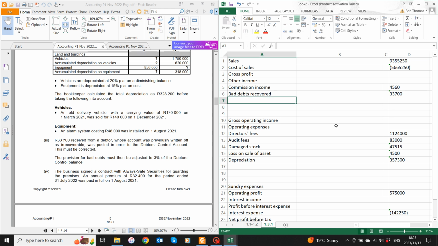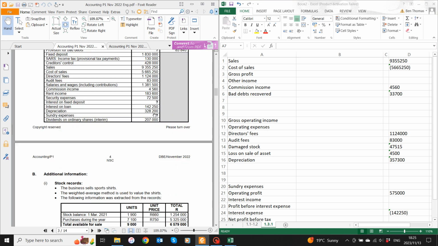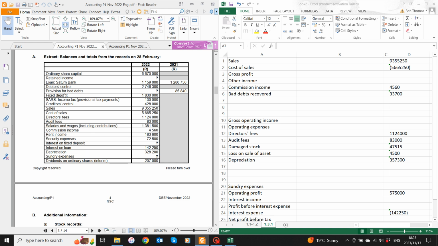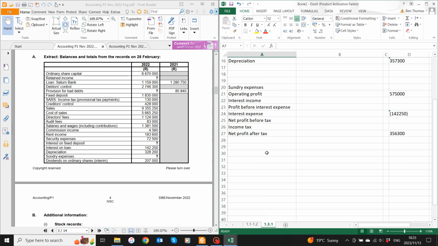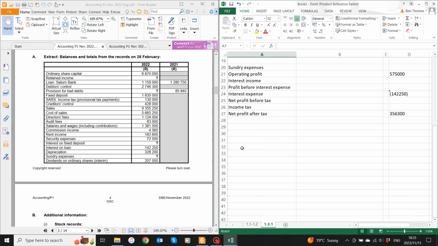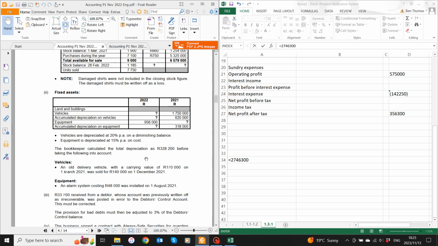Then they say provision for bad debts must then be adjusted to 3% of the debtor's control balance. Now we first have to determine the new debtor's control balance. So let's quickly go up and find debtor's control. Debtor's control is over here. It's 2,746,300. So I'm actually going to just move down here and do that. Okay, let's start at 34. All right, we have 2,746,300.